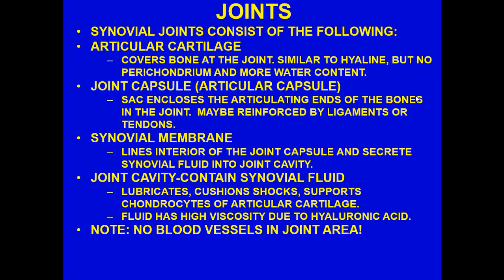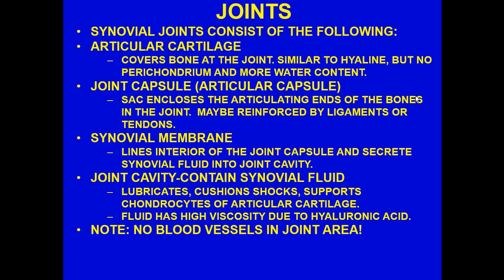Synovial joints consist of the following: articular cartilage, which covers the bone at the joint. It's similar to hyaline, but it has no perichondrium and has more water content. The joint capsule, the articular capsule, is a sac that closes the articulating ends of the bones in the joint. It may be reinforced by ligaments and tendons.